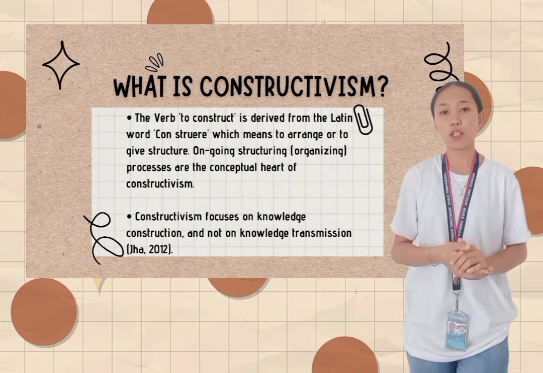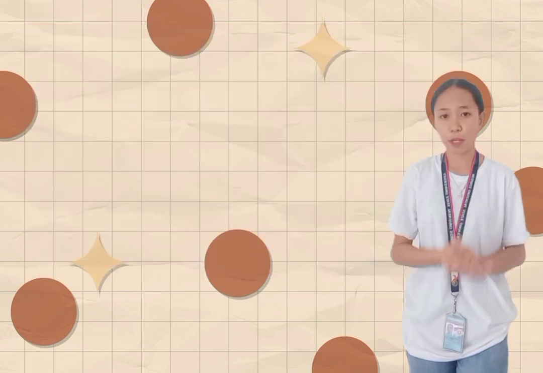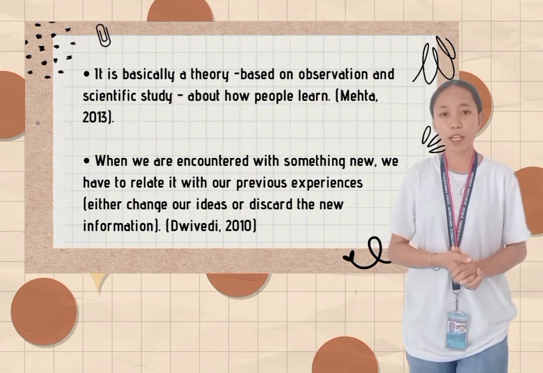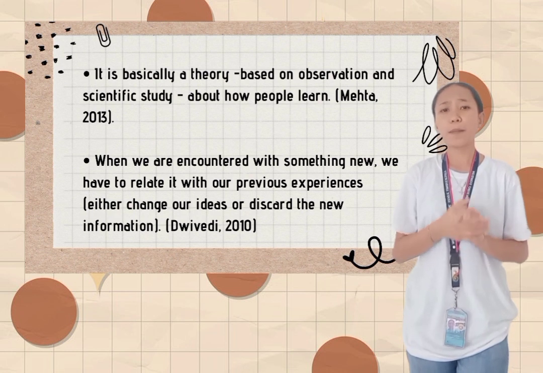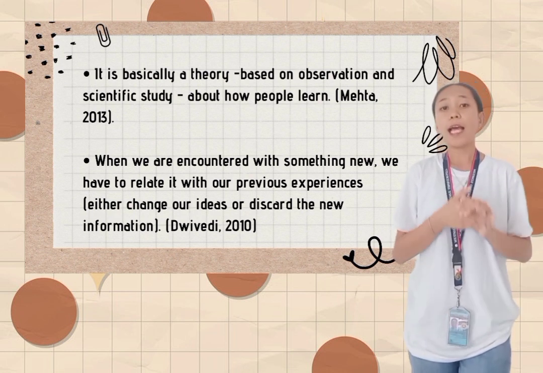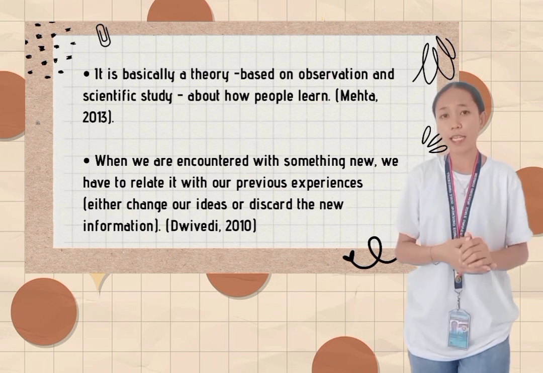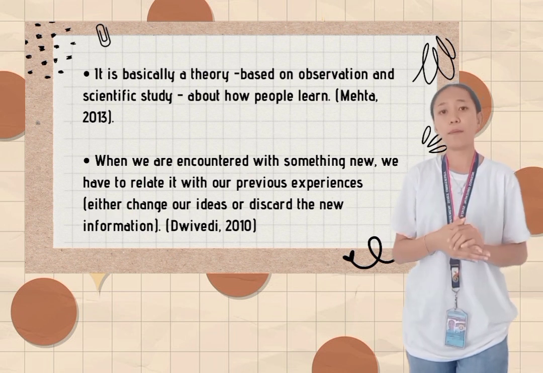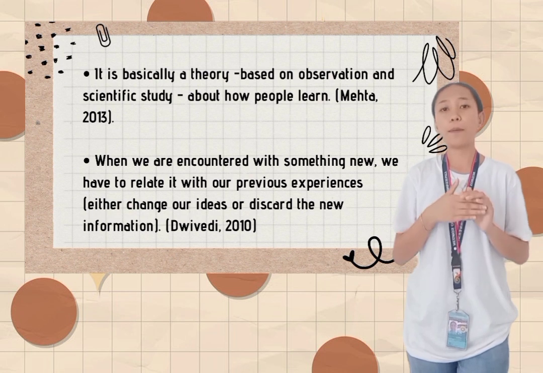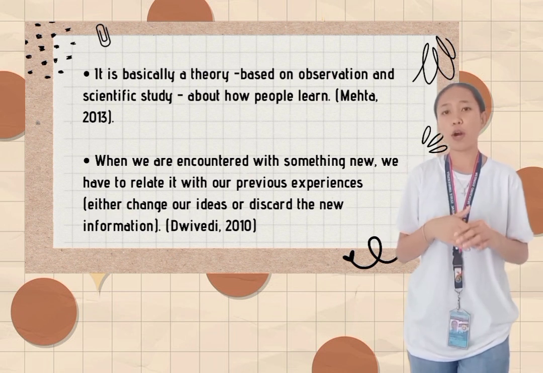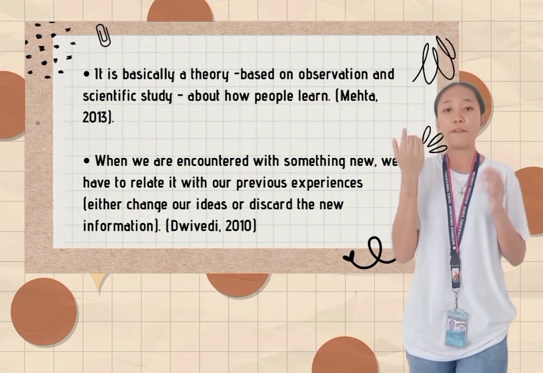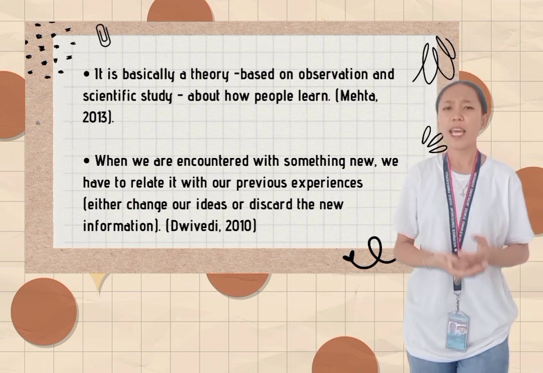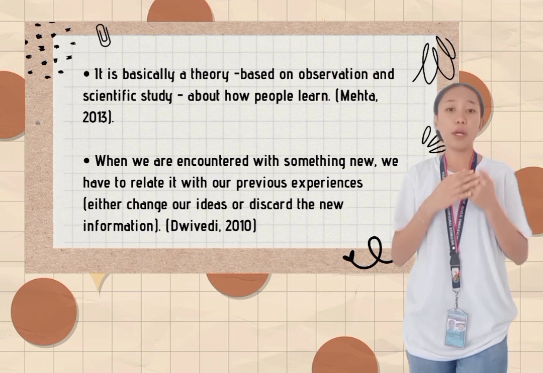Constructivism focuses on knowledge construction and not on knowledge transmission. It is basically a theory based on observation and scientific study about how people learn. It says people construct their own understanding and knowledge of the world through expressing things and reflecting on those experiences. So when we encounter something new, we have to relate it with our previous experiences, and either change our ideas or discard the new information. In the process we tend to create new knowledge by asking questions, explaining and assessing what we already know.